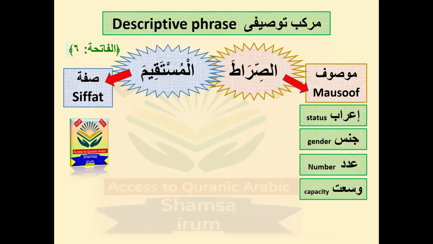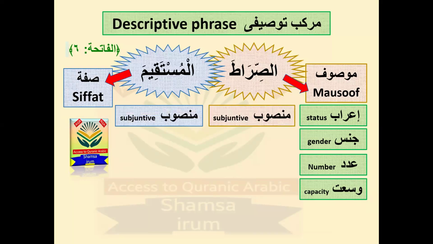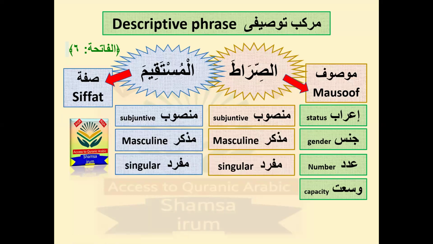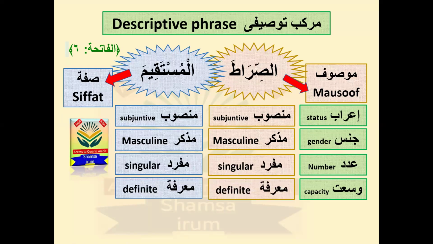So let's start. First of all, we will check the i'rab. If you look, they both are mansub. The ending of both words has fatha on top of it. The ta has fatha and the mim has fatha on top of it. So they both have the same ending with fatha, so they both are mansub. Jins, they both are masculine, muzakkar. Adad, they both are singular, mufrad. And the wasat, they both are ma'rifa, they both are definite. So look, all the qualities are matching with each other.